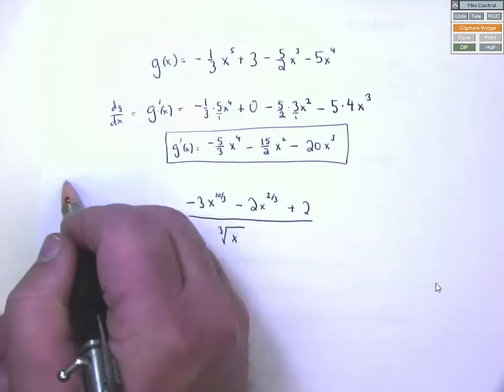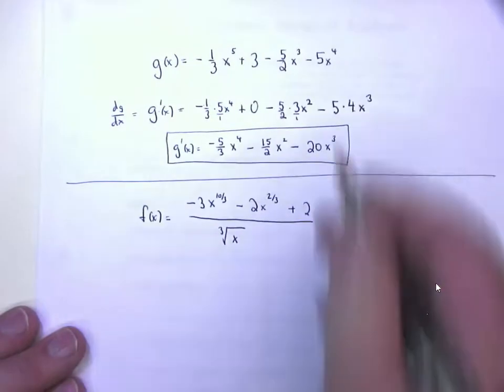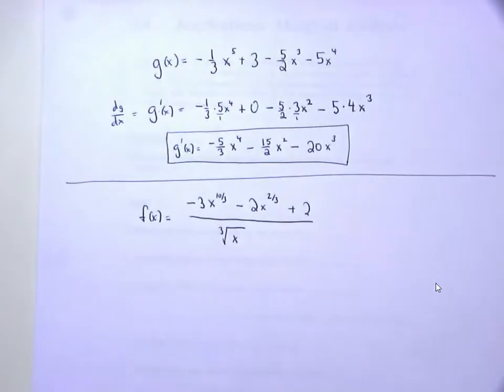Now, that was a somewhat easier problem to start out with. Again, fractions didn't tend to bother students, but that wasn't too bad. It's the next one that really kills students. Now, first things first. We got this function. f of x equals negative 3x to the 10/3 minus 2x to the 2/3 plus 2 divided by the cube root of x. Well, first things first.